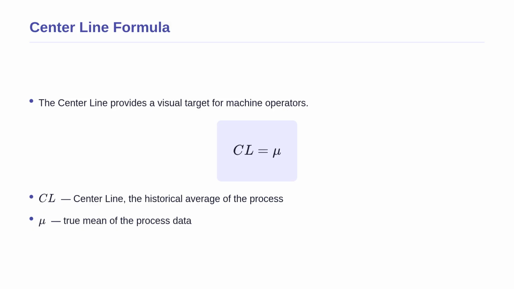Let us look at the fundamental mathematical formulas that define these boundaries, starting with the center of our control chart. The formula is CL equals mu. Conceptually, this line represents the historical average of the process over a long period. The symbol CL stands for the center line, which is the target we want to hit. The symbol mu represents the true mean or average of the process data. By plotting this line, we give machine operators a clear visual target. If the process is perfectly stable, the data points will cluster evenly around the center line.